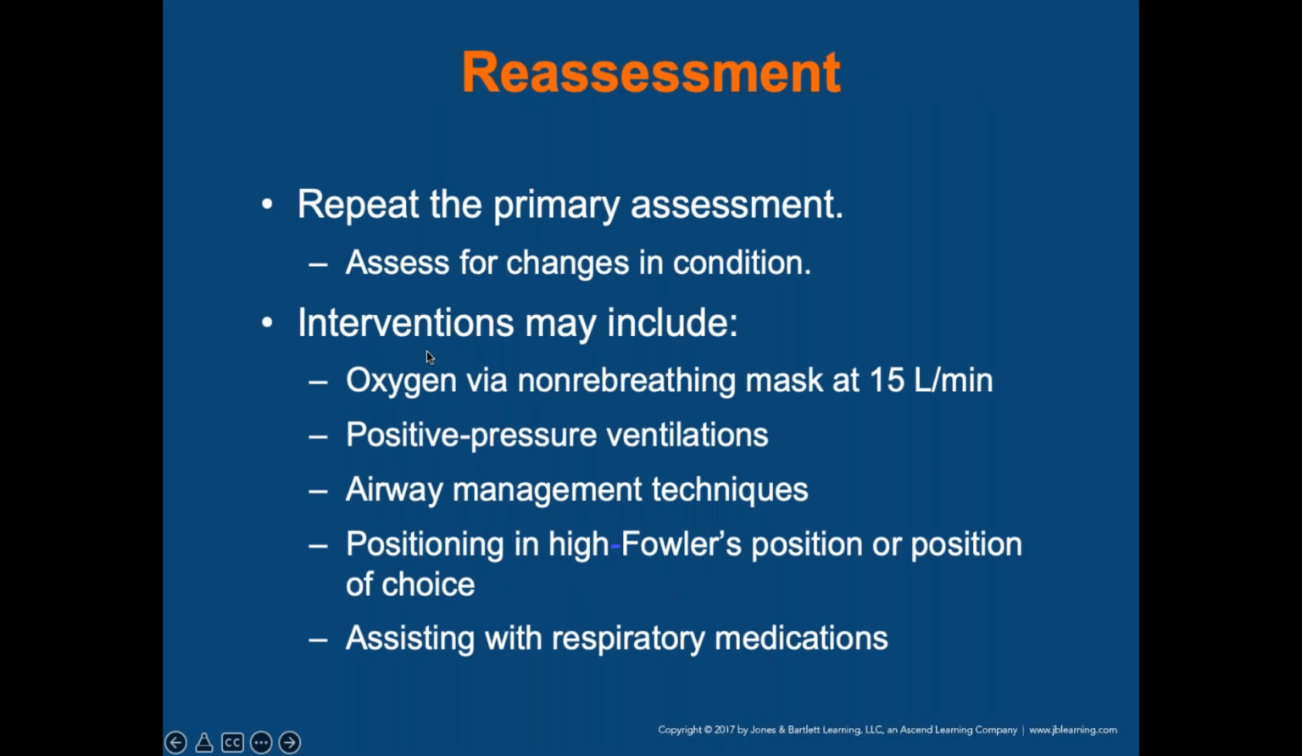Then we're going to do our reassessment. So repeat the primary assessment, looking for any changes. Interventions may include oxygen via non-rebreather mask at 15 liters per minute, positive pressure ventilation utilizing BVM, or you may have continuous positive airway pressure or CPAP, which we'll talk about next.